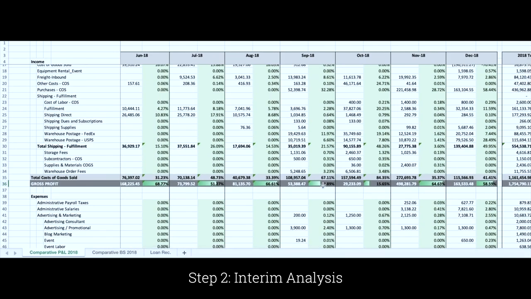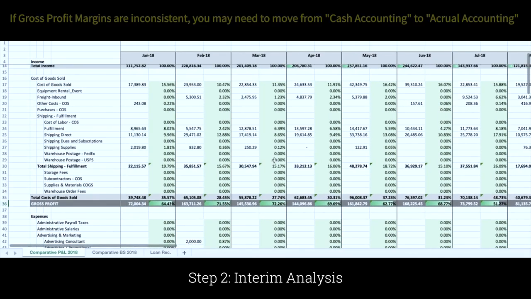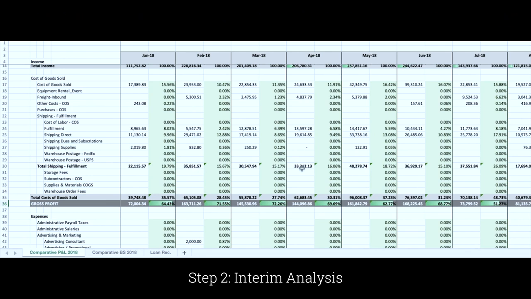So what's happening here? We see that there's a problem. And the problem is that we're on a cash basis accounting system. We need to move to an accrual accounting system to align the expenses to the revenues in the proper month. That helps us understand some work that we need to do.